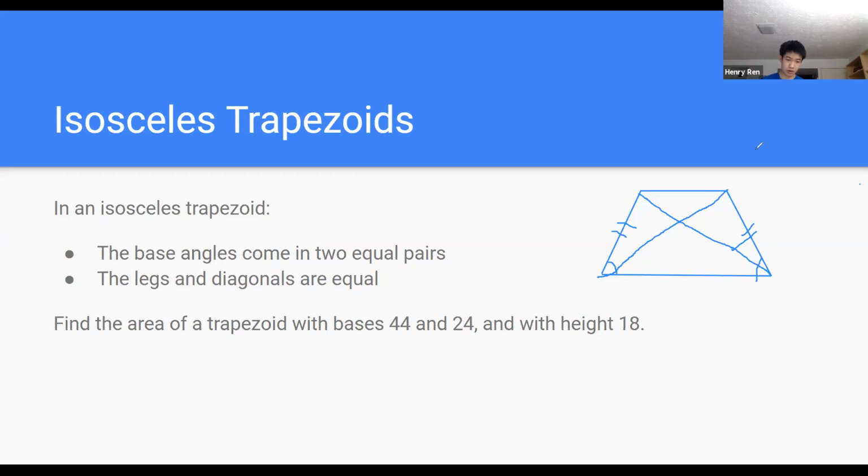All right. Here's an area problem for you guys. Find the area of a trapezoid with bases 44 and 24 with height 18. I mean, we already talked about that in the last slide. But hopefully you guys remember. 5 minutes. I think we're good.